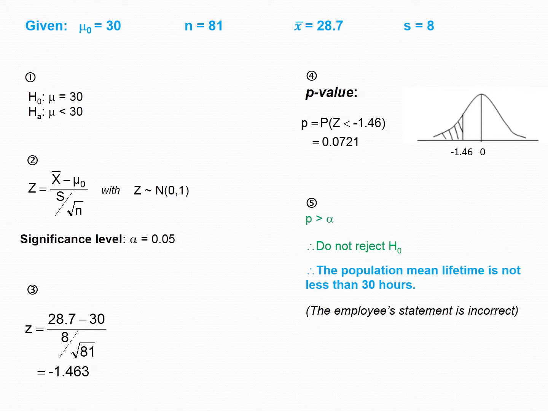So that p-value will definitely be greater than alpha. So according to our decision rule, we do not reject the null hypothesis. So if that is not rejected, it means that the alternative will not be true. So for the conclusion in the context of the problem, we can say that the population mean lifetime is not less than 30 hours. Or you could have said that the employee statement is incorrect.